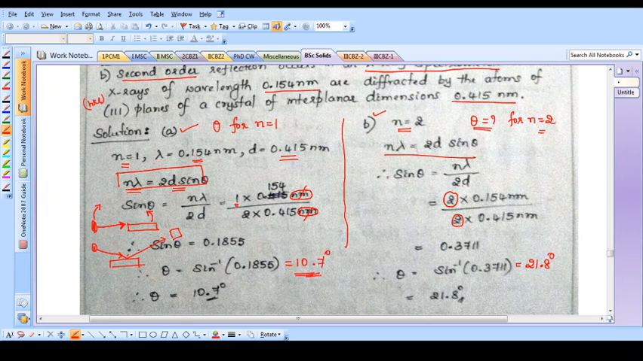So after 10.7 degree, I will be rotating either the X-ray source or the crystal, and when the angle between the source and the crystal reaches 21.8 degree, a second diffraction spot will be observed, and no spot will be observed between 10.7 degree and 21.8 degree. At 10.7 degree one spot, in between nothing, all dark. When the angle reaches 21.8 degree, another spot will be observed, which is nothing but the second order reflection.